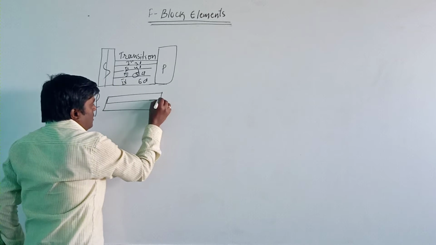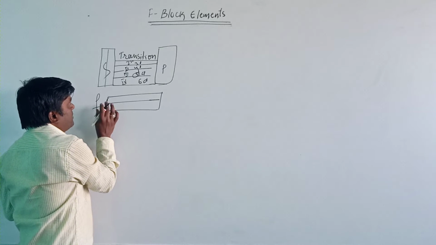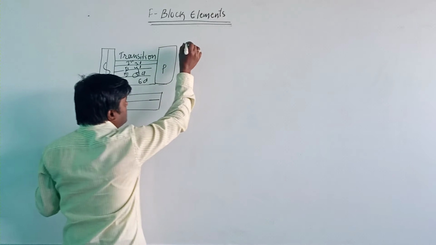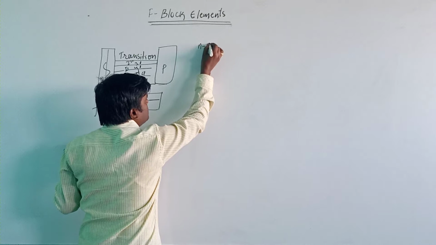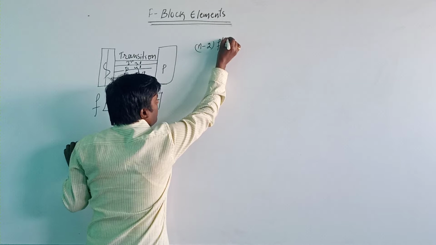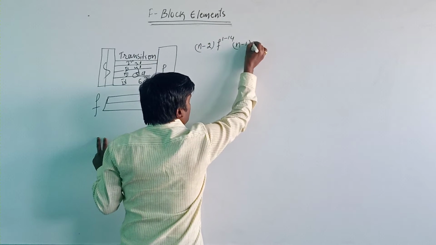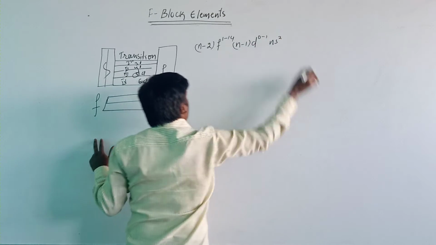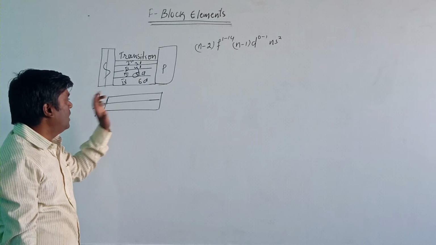Below the periodic table, the F block elements are present. The general electronic configuration for the F block elements is (n-2)f 1 to 14, (n-1)d 0 to 1, ns 2. This is the general electronic configuration for the F block.